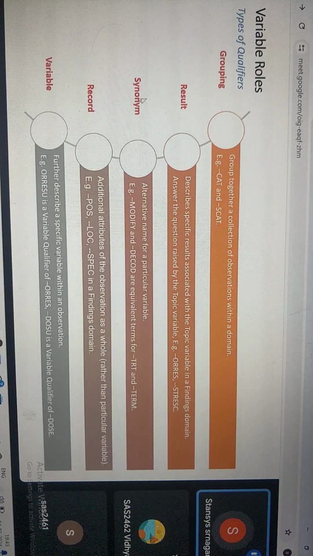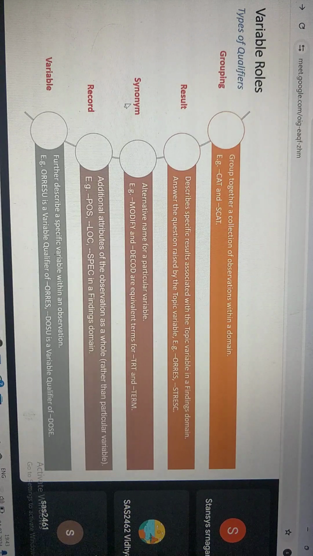So now the synonym qualifiers. The naming itself tells you. So what is a synonym? In general definition, the same meaning in another word, right? So in SDTM also there are a few variables that qualify a variable with another variable. That's the alternate name of the particular variable.